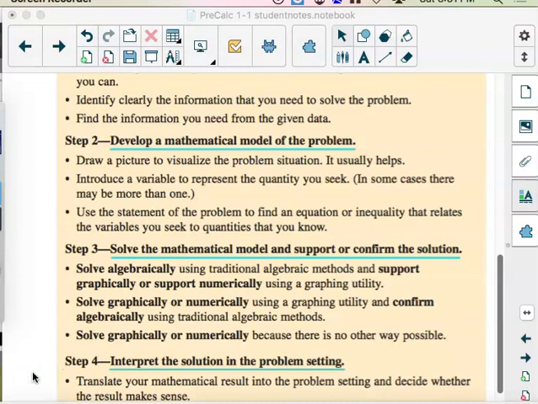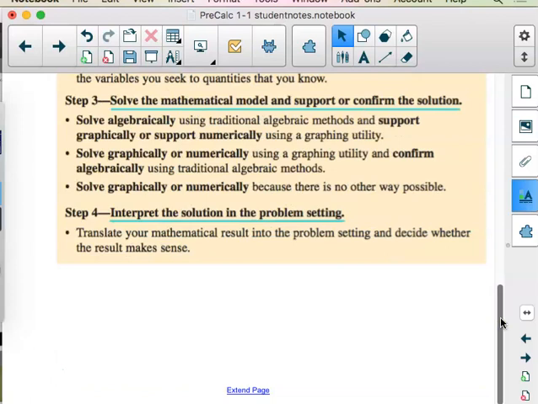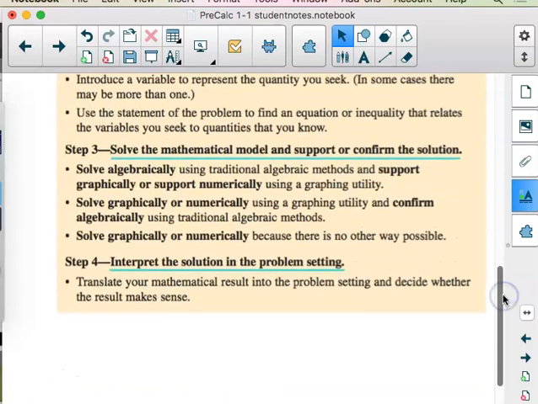Step 3, solve it. Once you have a model, we know how to solve a lot of different mathematical models at this point. We've been talking about algebraically, numerically, graphically. So like it says, support, confirm the solution, check it, solve algebraically using traditional algebraic methods, and support it graphically or numerically using a graphing utility. Again, this book doesn't say graphing calculator. That's what we're going to use. Solve graphically or numerically using a graphing utility, and confirm algebraically using traditional algebraic methods.